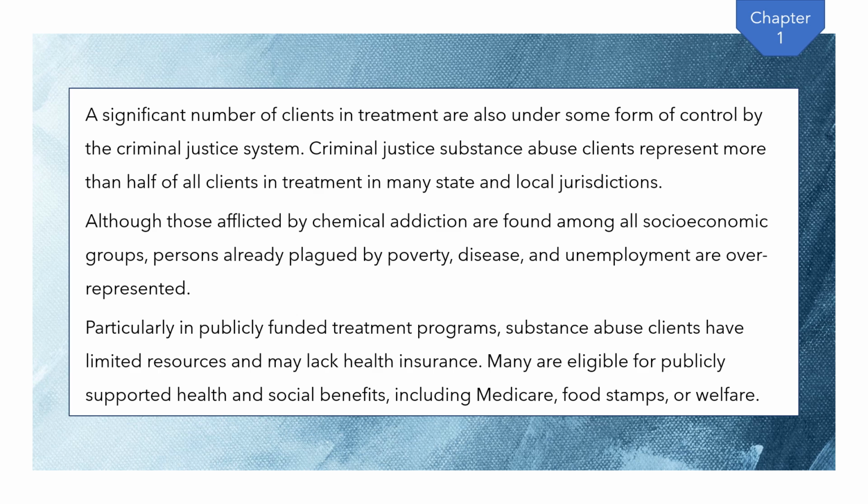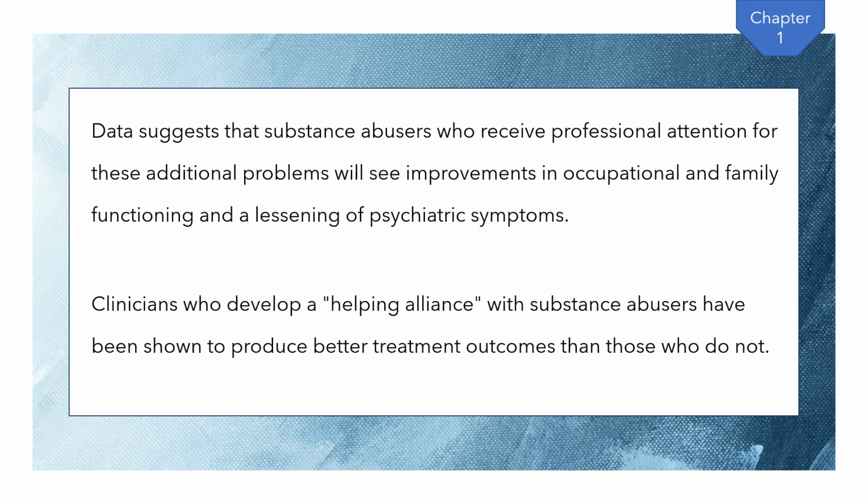Many are eligible for publicly supported health and social benefits, including Medicare, food stamps, or welfare. Data suggests that substance abusers who receive professional attention for these additional problems will see improvements in occupational and family functioning and a lessening of psychiatric symptoms. Clinicians who develop a helping alliance with substance abusers have been shown to produce better treatment outcomes than those who do not.